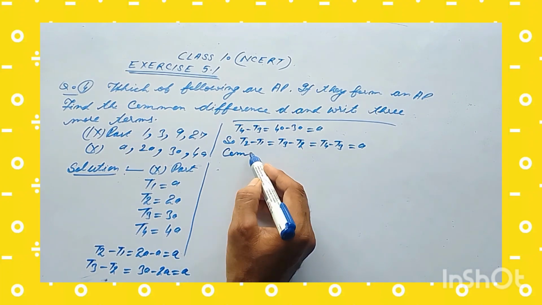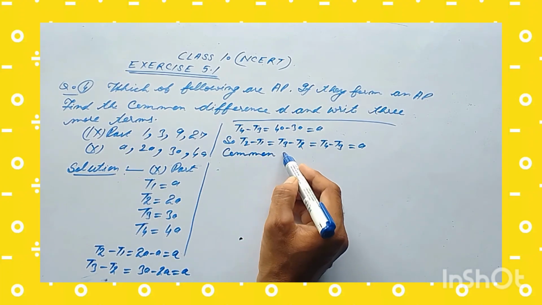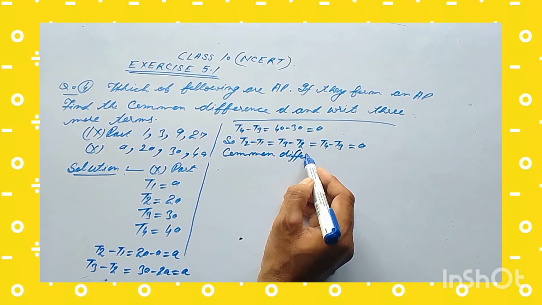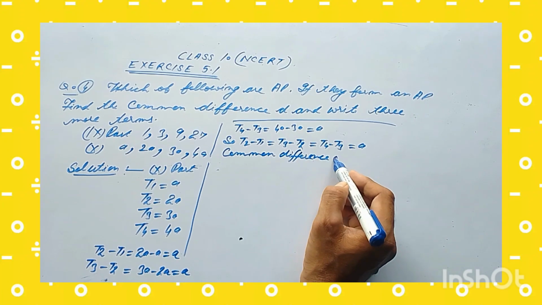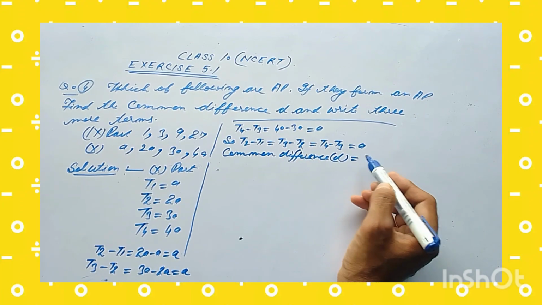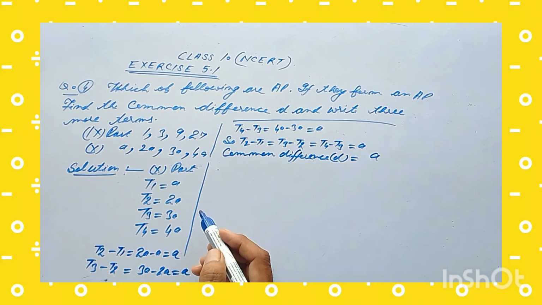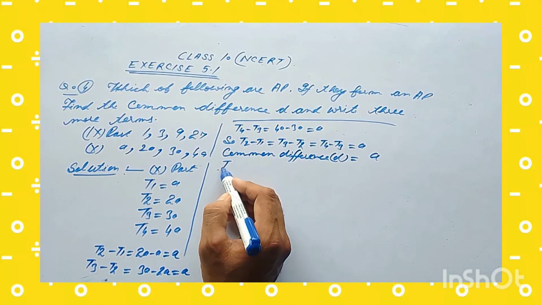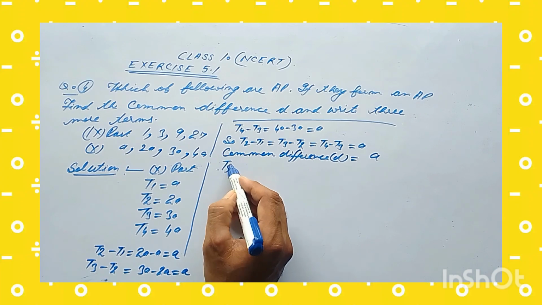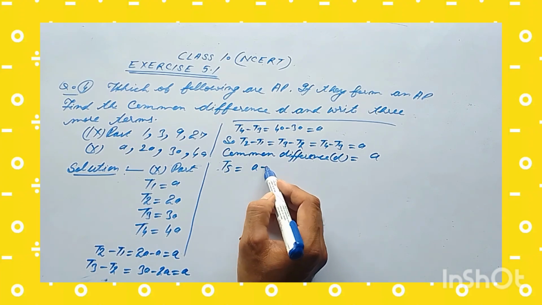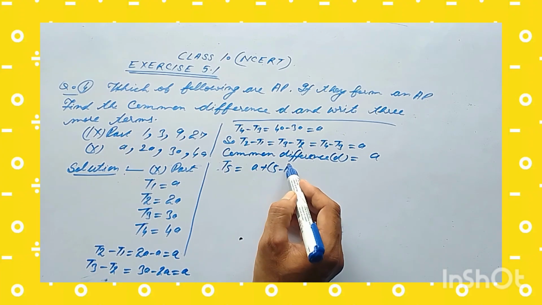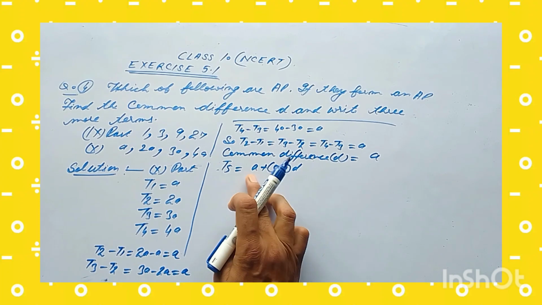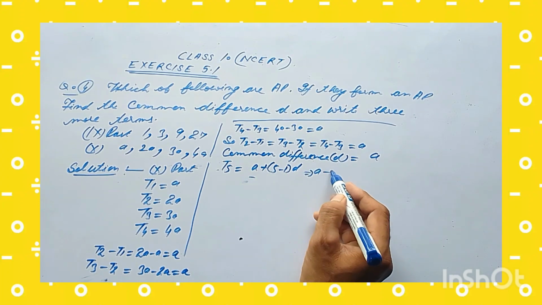So common difference is d equal to a. Now we have to write 3 more terms. We write down T5 that is a plus n minus 1 d, that is a plus 4d.